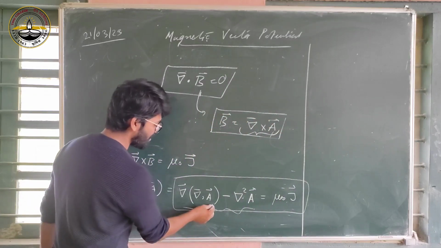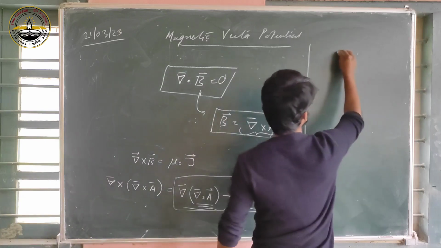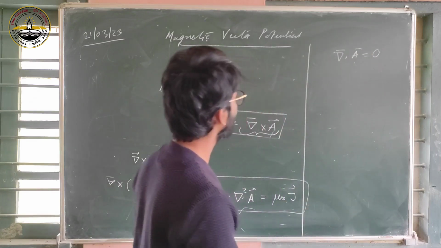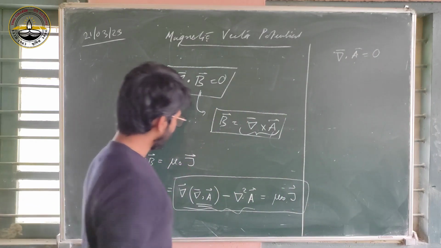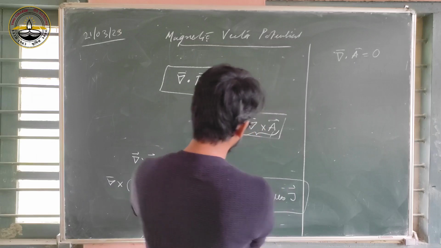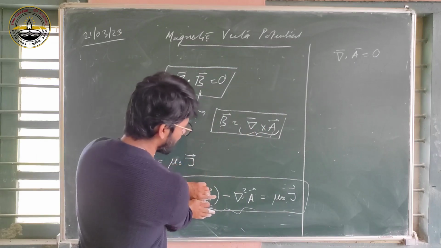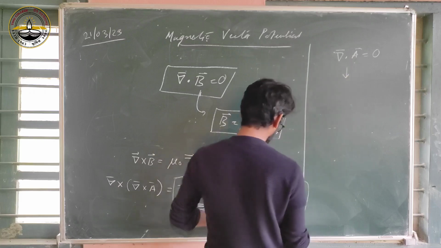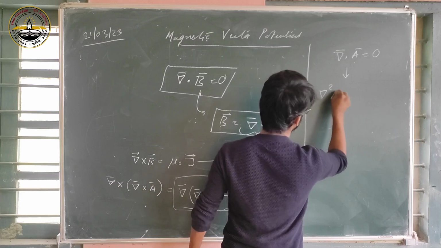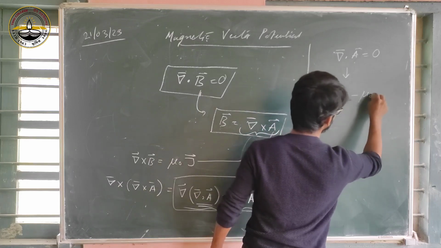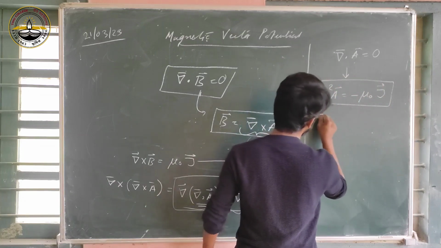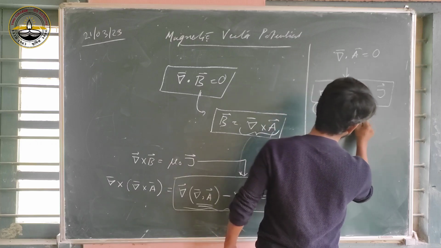I'm saying that we can always put del dot A equal to 0. Now why can we do that? So look at this. If del dot A was really 0, then this part is gone. So our Ampere's law would have just become del square of A equal to minus mu naught J, right? This is called a Poisson equation.